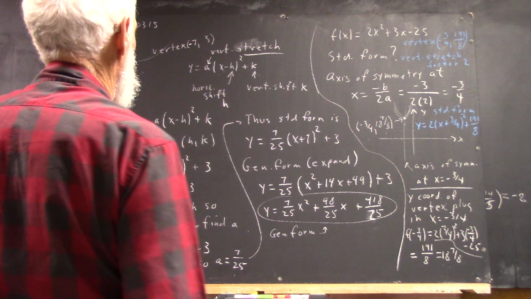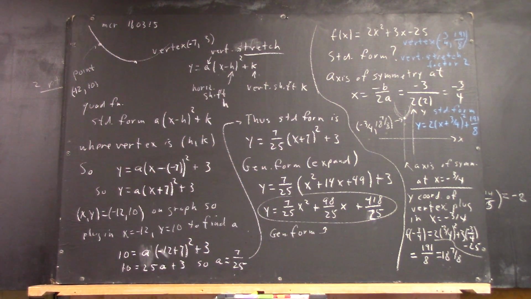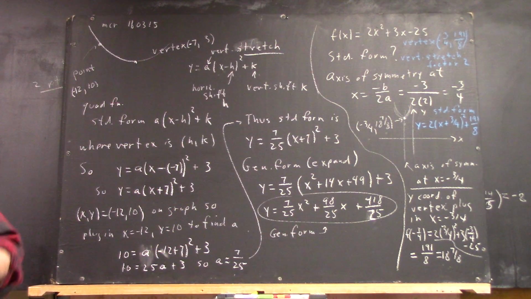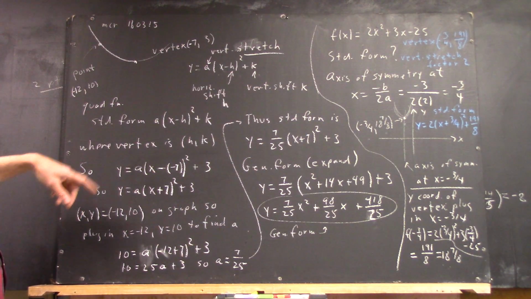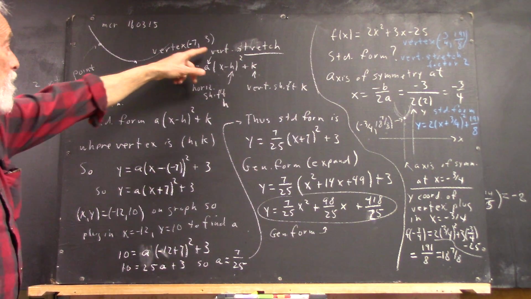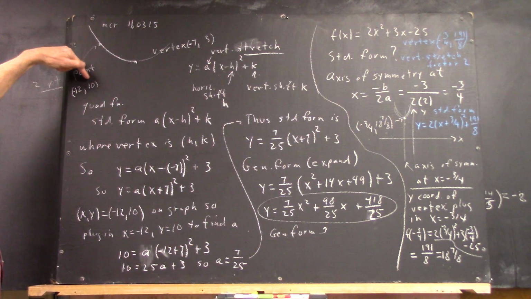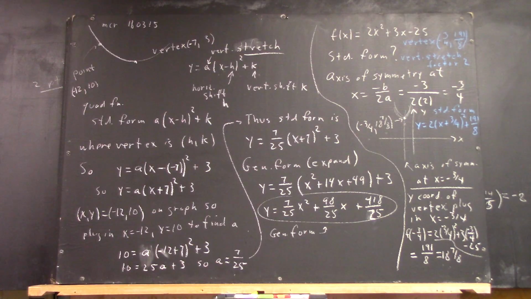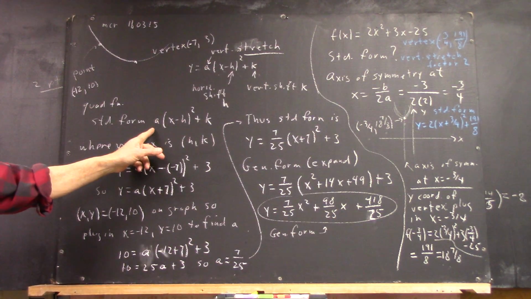Okay, now this is from the MCR class, and it says pretty much what we did before. We're going to point it out in case you need to look at the video. We've got a vertex at (-7, 3) and a point (-12, 10). We want to find the standard form of the quadratic. So we write down the standard form of the quadratic.